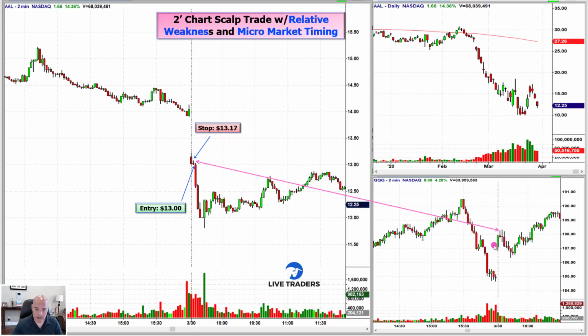They gapped from 185 to 187 and moved a little higher. But notice on the first 2-minute bar of the day in the Qs, we were green. We went from 187 to 188 in the first 2 minutes. During that 2-minute period, what did AAL do? AAL did the exact opposite of the market.